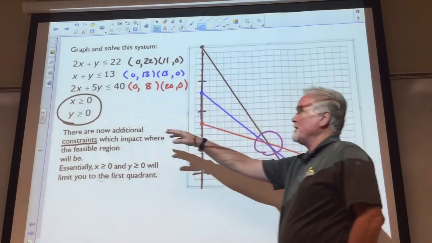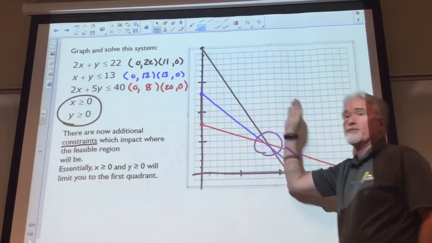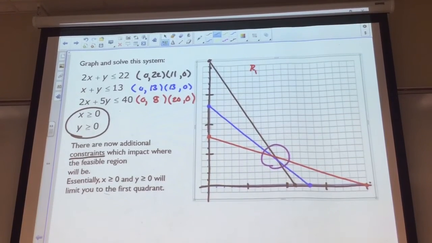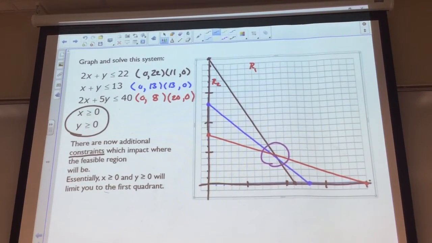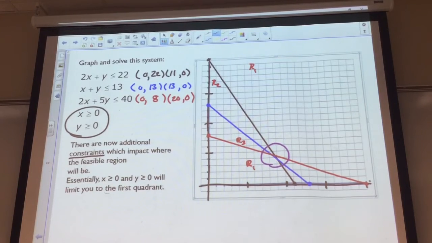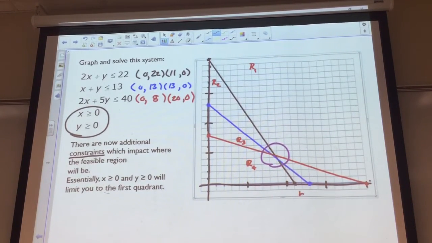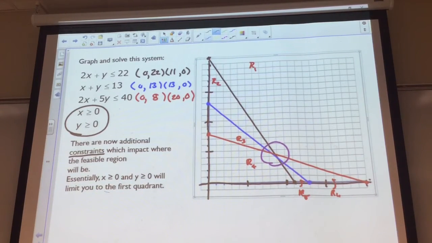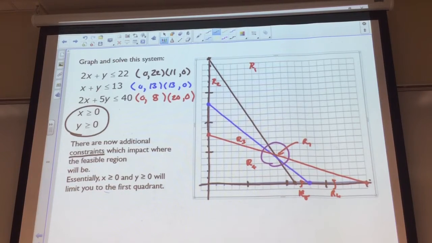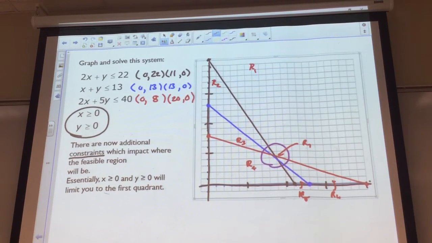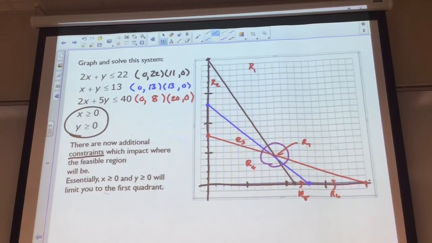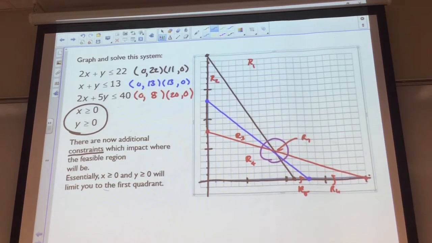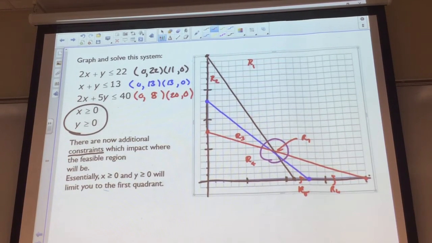Because X and Y have to be greater than 0, I've limited myself to the first quadrant. So look at what I could possibly have. I could possibly have region 1, region 2, region 3, region 4, region 5 sitting in here, region 6 sitting out here, and maybe there is a region 7 that sits inside of there. Adding more lines simply increases the number of possibilities, the number of candidates for feasible region, making more testing for you.